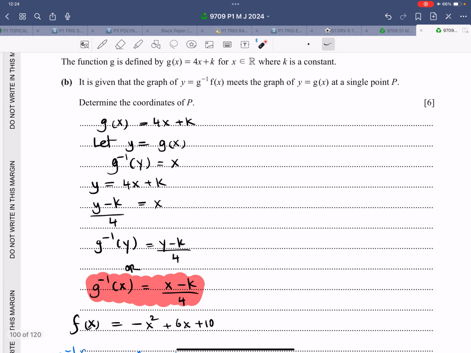The function g is defined by g(x) as 4x plus k. x is an element of real numbers. k is a constant.